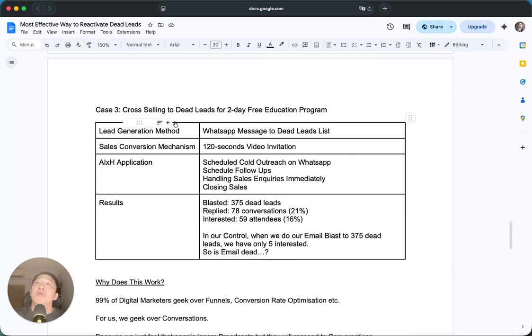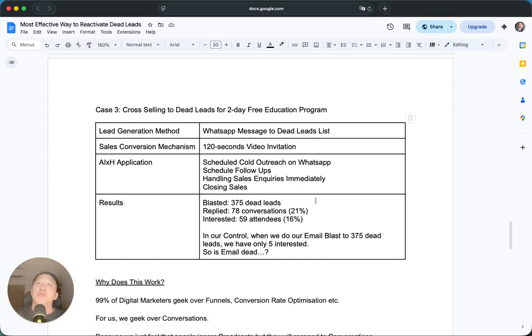Case 3, cross-selling to date leads for a 2-day free education program. And of course, there is back-end sales, all this. So the lead gen method: WhatsApp message to a date leads list. The sales conversion mechanism is just a very simple 120-second, 2-minute video invitation to the program. The application of it is a scheduled cold outreach on WhatsApp. We call it cold blast. Schedule follow-ups, handling sales inquiries immediately, and closing sales.